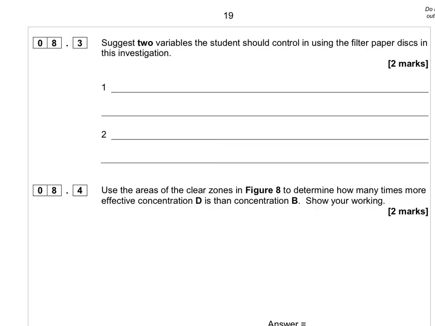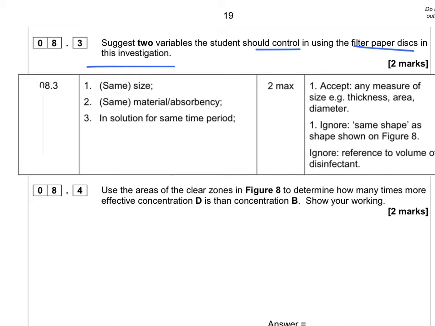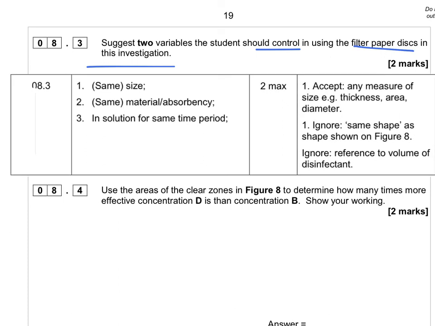.3 goes on to talk about 2 variables the student should control. Okay, so control variables in the filter paper discs in this investigation. The filter paper discs need to be the same size. So you could accept thickness, area, diameter. They've got to be made of the same material or absorbency, and also be in the solution for the same time period.